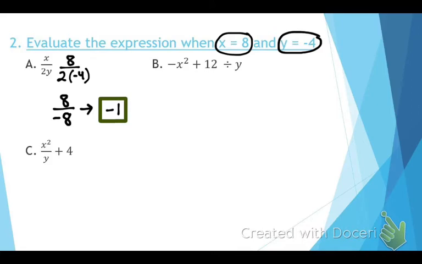Problem B, -x². So the first thing I'm going to do is take that negative and drop it down. Now what am I plugging in for my x? 8 squared, okay? You can put a little parentheses here if you want, but notice I am not squaring the negative. I just dropped the negative down, okay? Rodney, what should I do next? Good job. Drop down plus 12 and drop down divide by, and what should I plug in for the y?